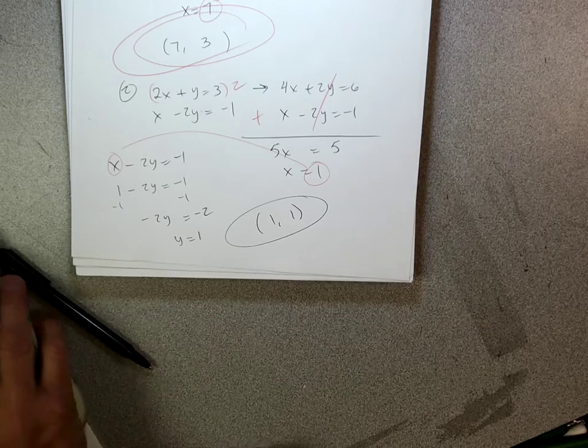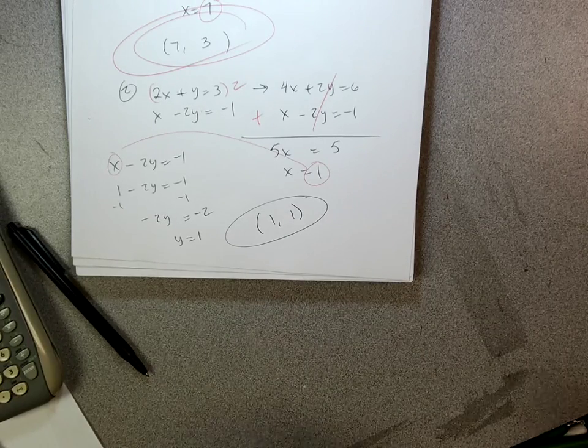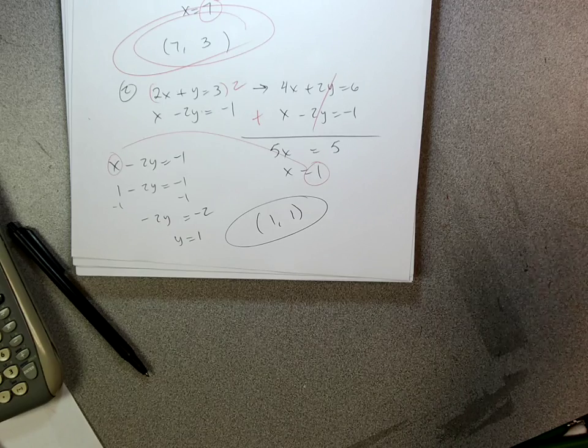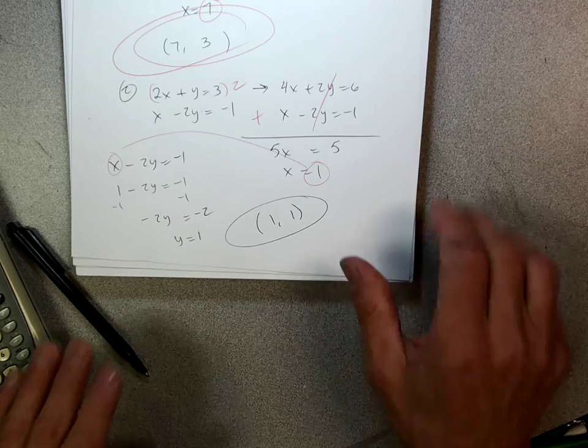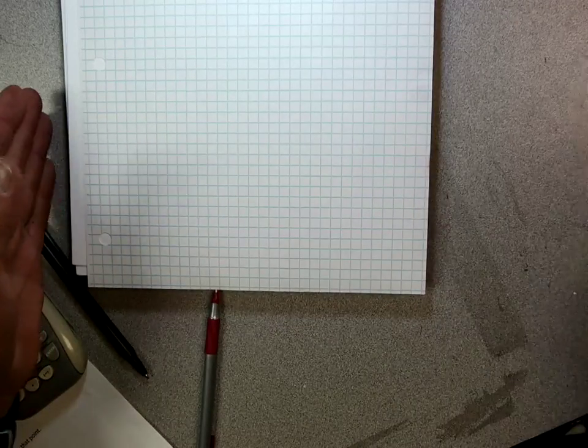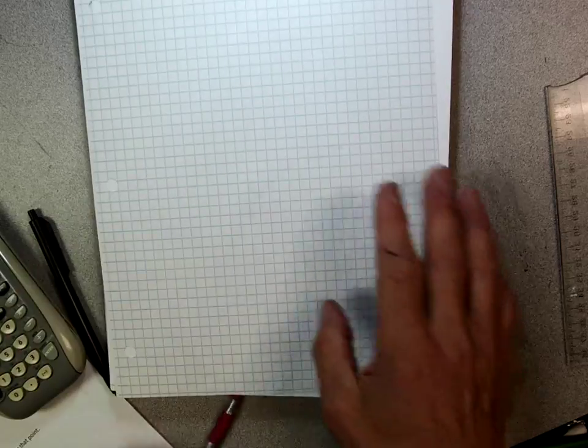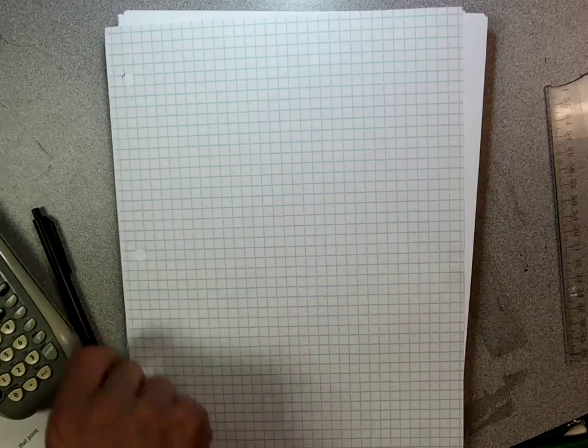All right, number 3, 4, and 5, I'm going to do it by graphing. It says find the intersection of the following by graphing, okay? So let me get my graph paper out. I'm going to do number 3 by graphing. So, here we go. Graph paper out in front of me. Got my ruler.